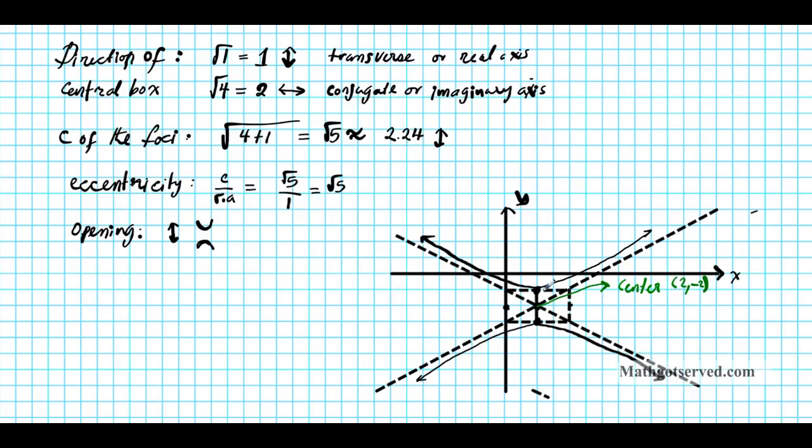And then this is our transverse or real vertex 1. Actually, it's the only vertex that we have. So this is vertex 1.